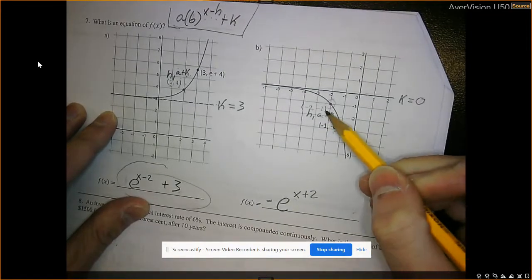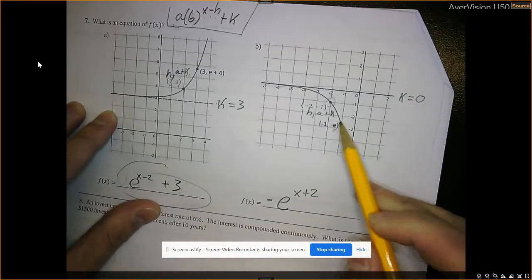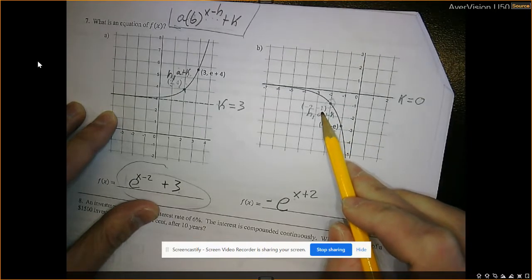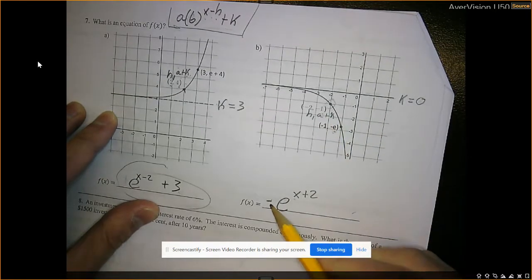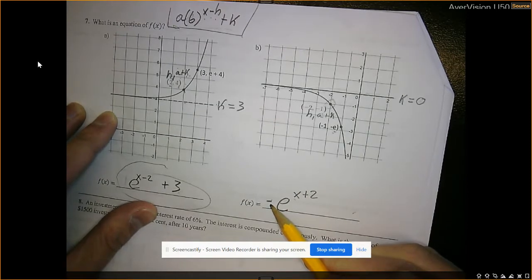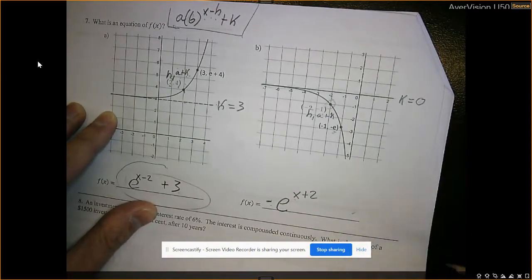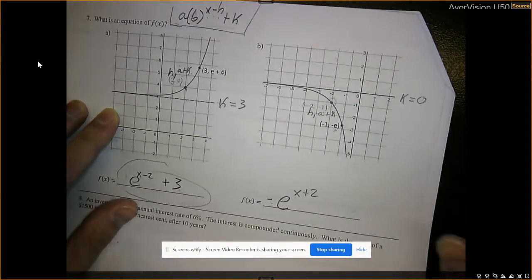And then my a plus my k, well, my k is 0, so that means this is just going to be my a, which is -1. I threw that negative out front. I knew there was going to be a negative, and it is a -1 out front. So if you want to write -1e, that's the same as saying -e to the x plus 2.